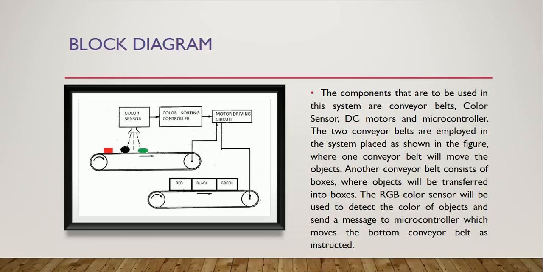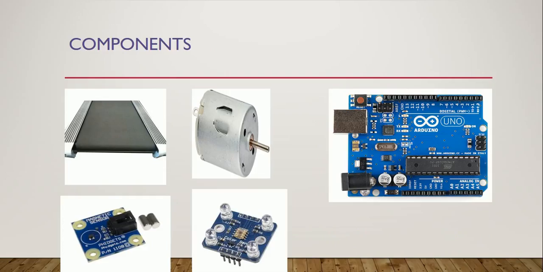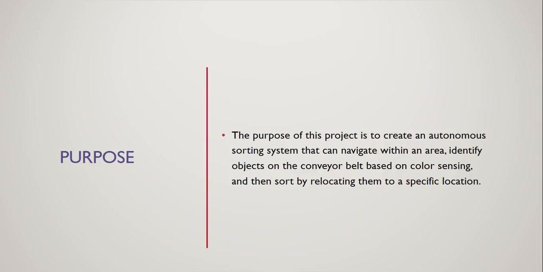The RGB color sensor will be used to detect the color of the objects and send a message to the microcontroller, which moves the bottom conveyor belt as instructed. And these are the components that I am going to use in the proposed system. This is the conveyor belt, the second one is the DC motor, the third one is the Arduino microcontroller, and these two are the magnetic sensor and the color sensor.